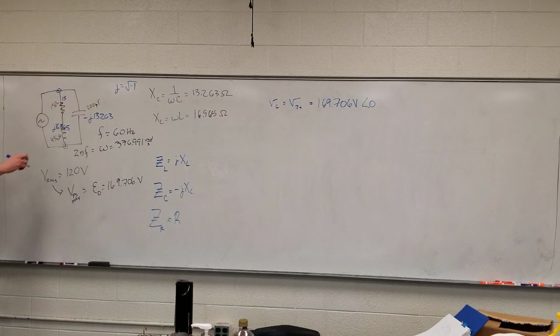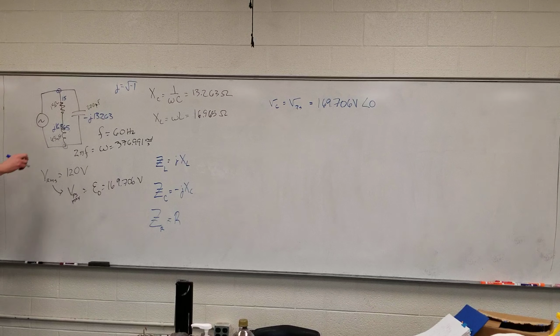I know that voltage is equal to current times impedance. The voltage across the capacitor is equal to the current across the capacitor times the impedance of the capacitor. It's supposed to be a Z there. Well, I know what VC is and I know what ZC is, so we can easily solve for the current across the capacitor. That's just the voltage across the capacitor over the impedance of the capacitor.